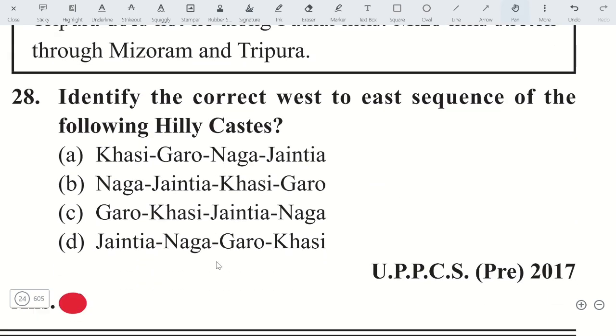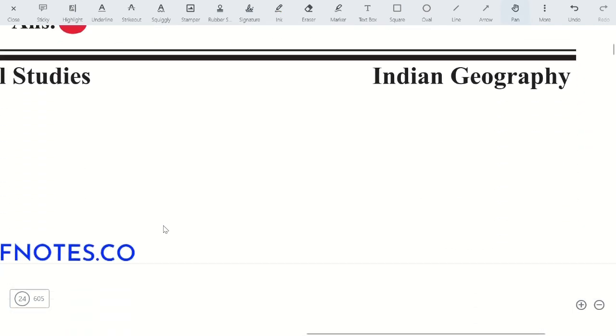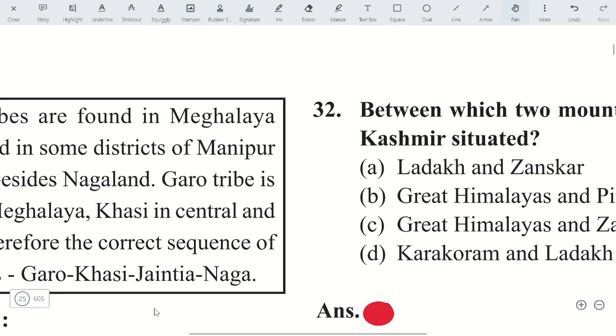Question is, identify the correct west to east sequence of the following hill ranges. Khasi, Garo, Naga, Jaintia. Option C: Garo, Khasi, Jaintia, and Naga. The C option will be correct: Garo, Khasi, Jaintia, and Naga. Let's move on to the next question.